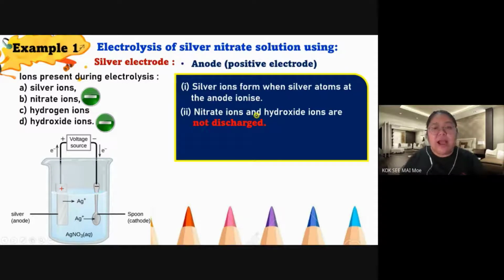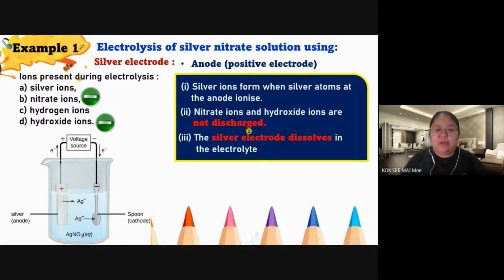So the nitrate ions and the hydroxide are not discharged. For this anode, we don't need to find the discharge. I don't care whether it's nitrate or hydroxide, there is no discharge because the electrode material and the solution are the same metal, so there is no discharge at the anode. What will happen? They will dissolve.